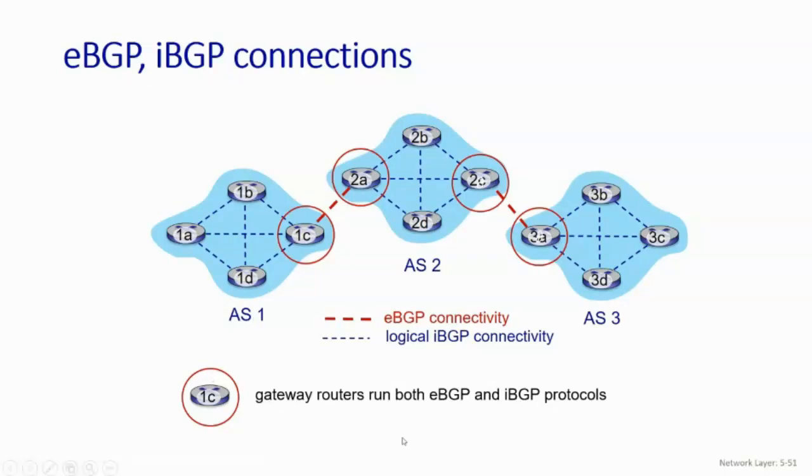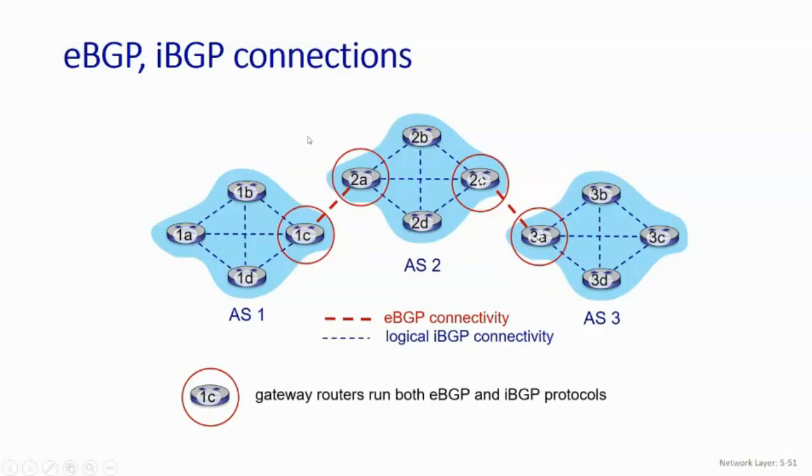But inside, the routers also need to transmit BGP messages. All other routers inside the autonomous system need to transmit those messages within the autonomous system. That is based on the iBGP protocol. So 1C, 2A, 2C, 3A will execute the eBGP protocol, and all these routers also execute the iBGP protocol, but the iBGP messages are to be executed by all the routers in the same autonomous system. I'll show you with an example.